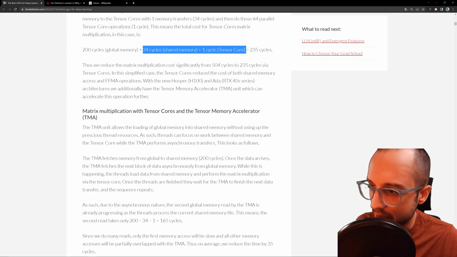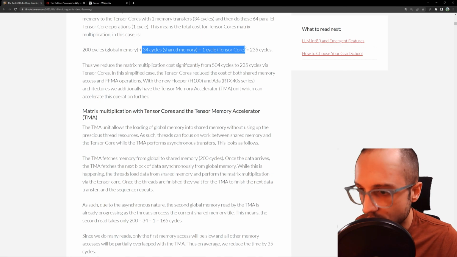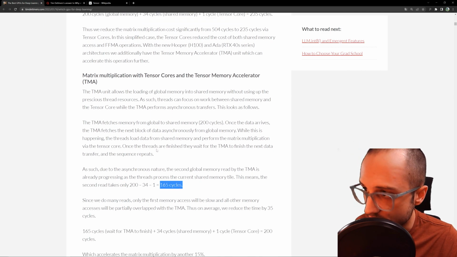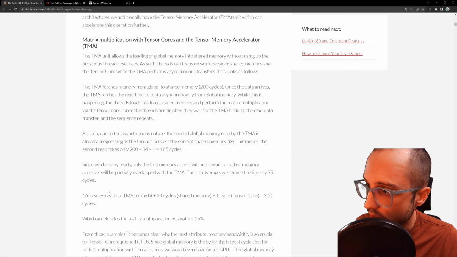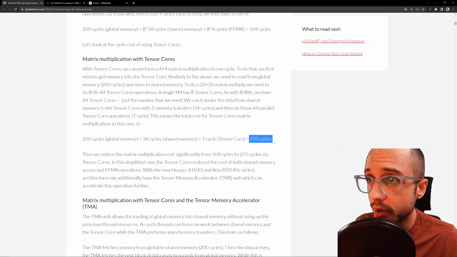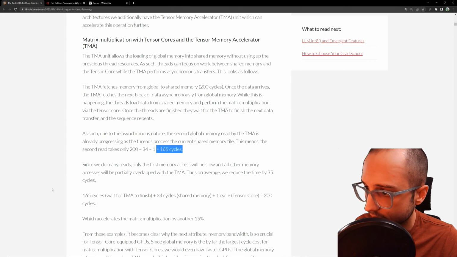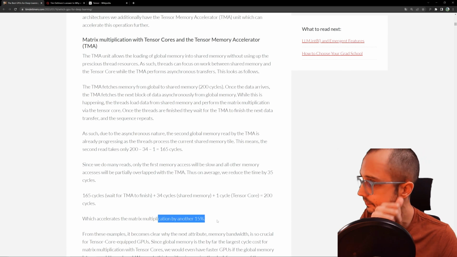add step, that means that rather than spending 200 cycles for each loading from global memory to the shared memory, it actually only spends 200 minus 34 minus 1. So basically, while you're doing it, it's loading the one for the next one, which means that you can reduce this 200 to 164. So now we've gone from without tensor cores 504 cycles, with tensor cores 235 cycles, and then with the TMA 165 cycles. So a total of 200 cycles. So another 15% improvement in speed.